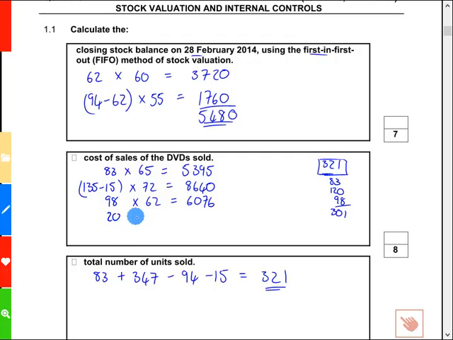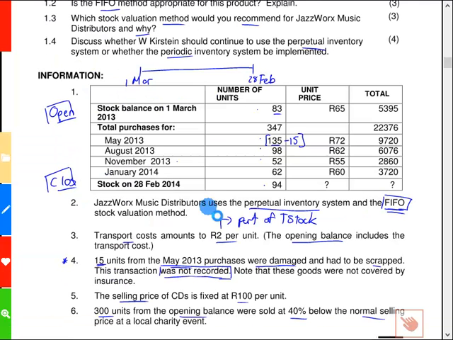Okay. So what's the cost price for these last 20 units? Okay, so we've sold these ones, we've sold these ones, we've sold these ones. So the next batch that the sales are going to come from, because we're using first in, first out, is going to be this batch where the cost price is 55.